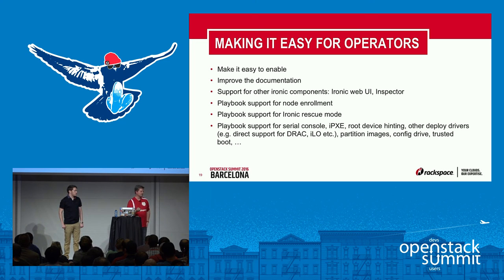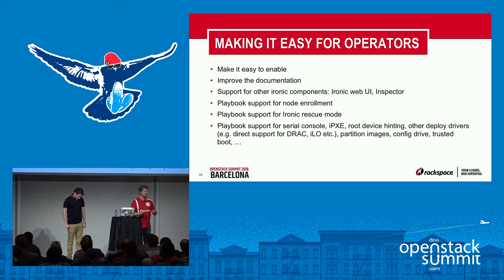The other thing we need to do is that, because we were doing this to a deadline and as a first cut, there are a number of things that we left out. We left out the web UI. We left out Ironic Inspector. These are things that really need to be added back in. These are things that Ironic provides today, but we don't have as part of this role.